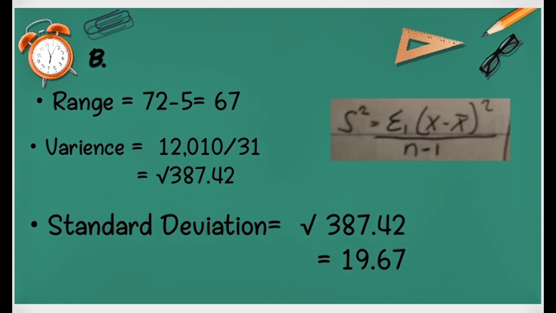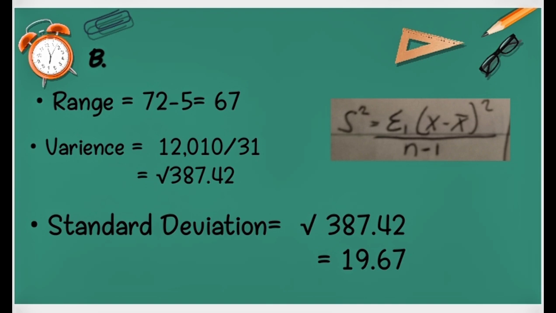Good day, everyone. I am Ivy Estel Landuay, and today I will be explaining the letter B. The question is to calculate the range, variance, and standard deviation. First, the range: get the biggest number and the smallest number in the given data, so it is 72 minus 5 equals 67.